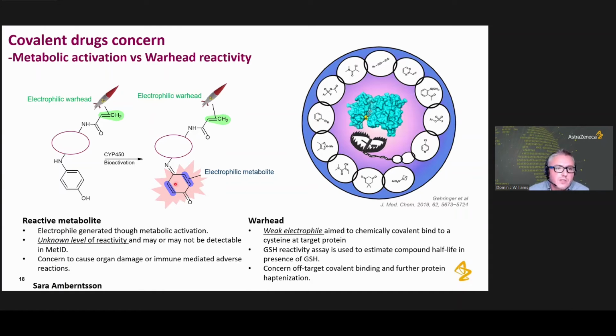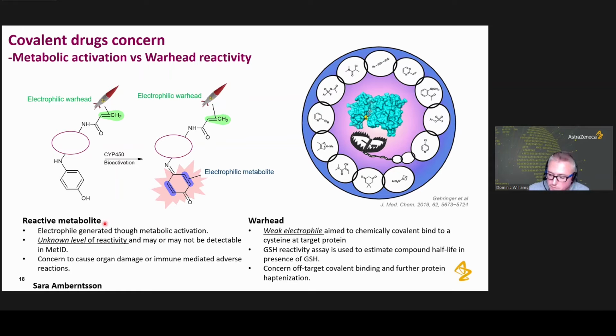And so what is the concern that we have with covalent drugs? Well, they obviously have an electrophilic warhead because they're designed to fit into a pocket and bind to, in this case, cysteine. But obviously we've got the other part of the molecule as well, which has the potential to undergo cytochrome P450 mediated bioactivation. So in any one molecule, we may have two electrophilic centers, one being the electrophilic warhead and one being the electrophilic metabolite. So how do we pull out what's dangerous versus what's efficacious?